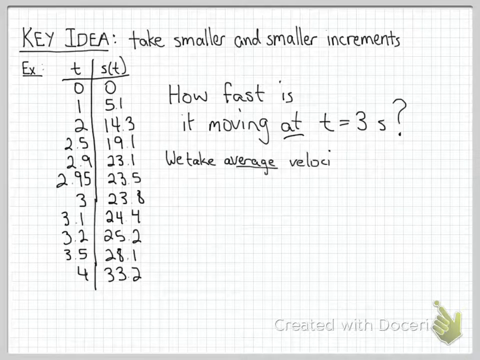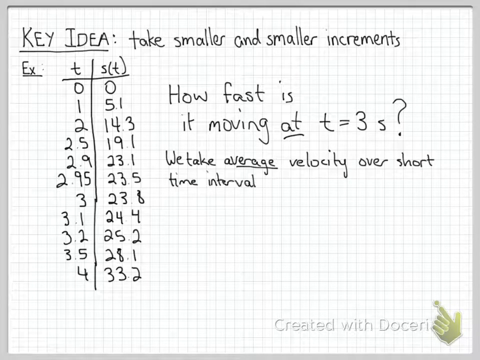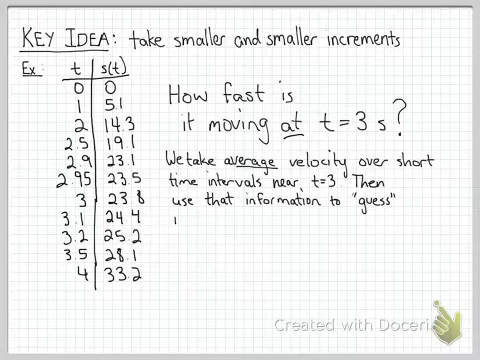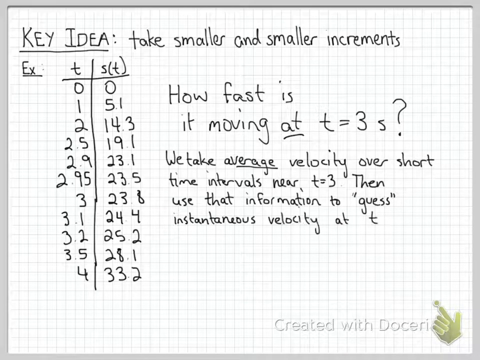So again, what we're going to do is take a bunch of average velocities. And those average velocities are going to be over very short time intervals near the time 3 seconds. Then we're going to use that information to sort of guess how fast it's going right at 3 seconds. And at this point, all it will be is an educated guess. We will get precise in future sections.